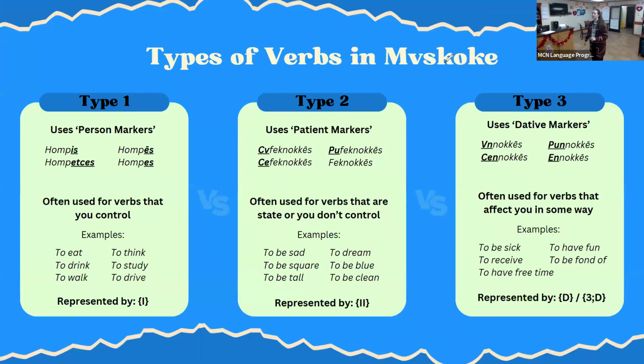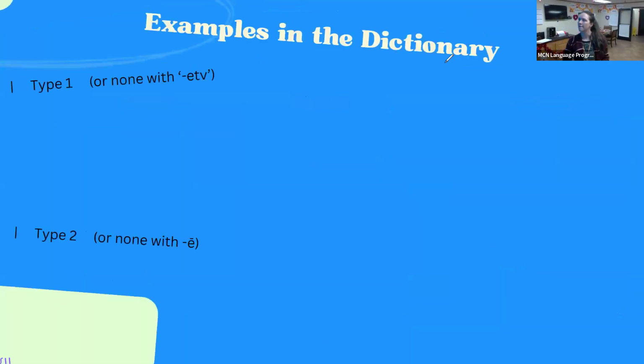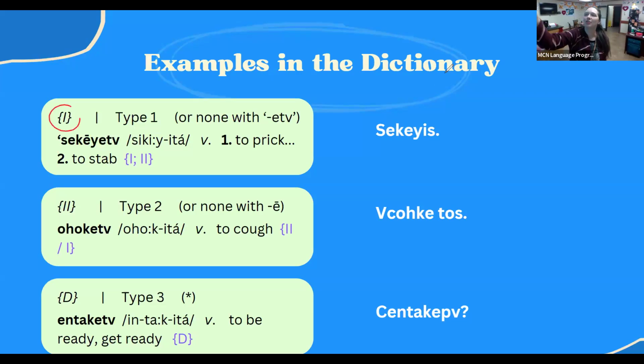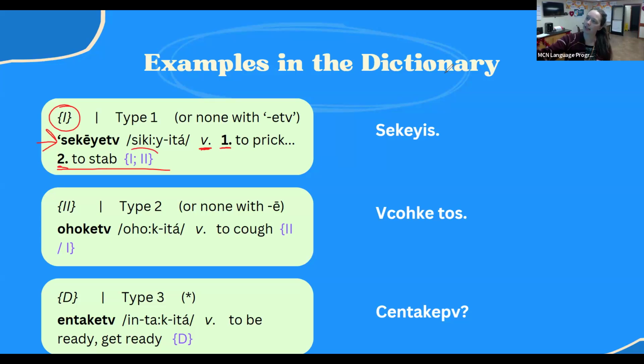Okay. So we got our types, our 3 types of verbs. So then, what does it look like in the dictionary? So I, once again, made it purple because I guess I just like making it purple. So a type 1, right? It's represented by our Roman numeral 1. So you have your entry, in this case, sigida, right? It says our verb. It has the number 1 and number 2 because there's more than one definition. In this case, we're looking at this one, to stab. And it shows this symbol, to stab.